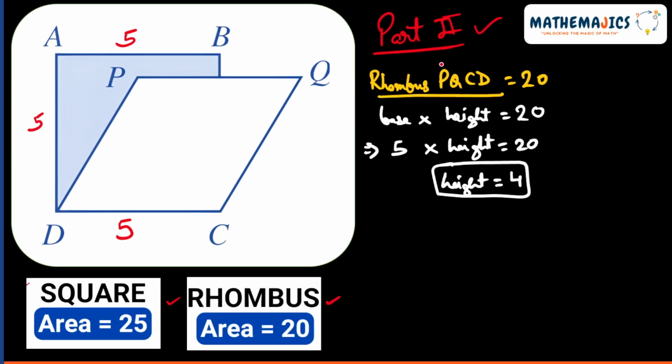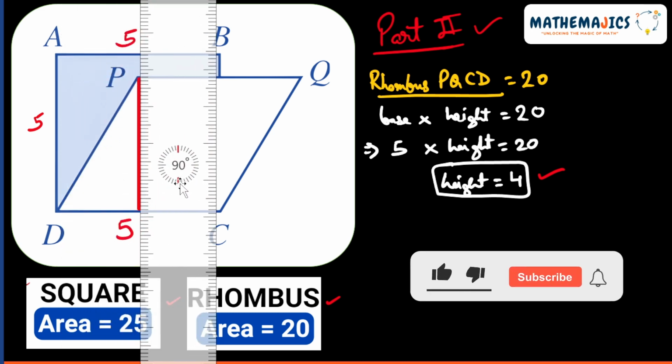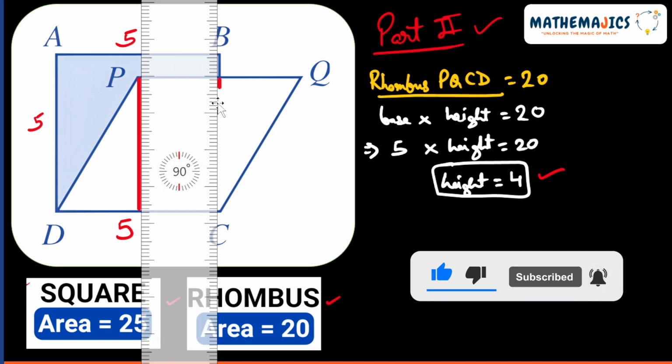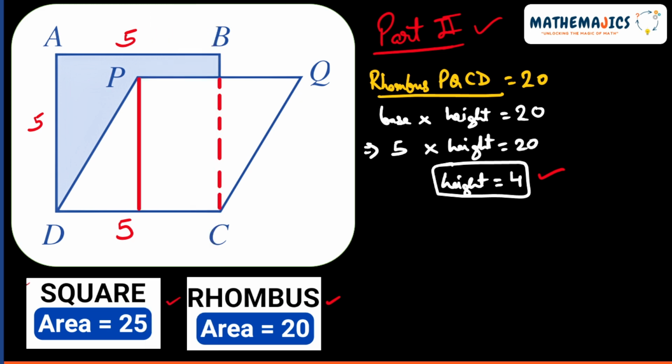In the second part, as I told you, we will be drawing height of rhombus PQCD and we will see how we can use it. So I'm drawing this height from point P and I will also join BC. BC is nothing but side of a square. I'll draw a dotted line because it is behind the rhombus. That's why I will be drawing it as a dotted line. Correct? Now, after this construction, let's see what we can do.